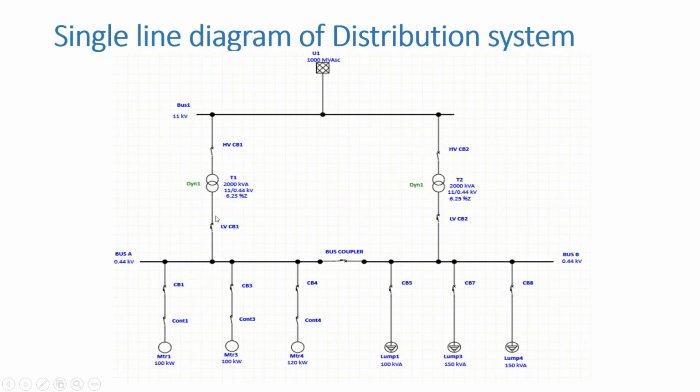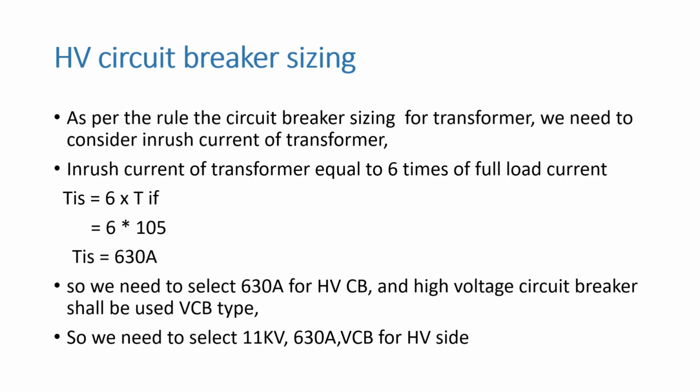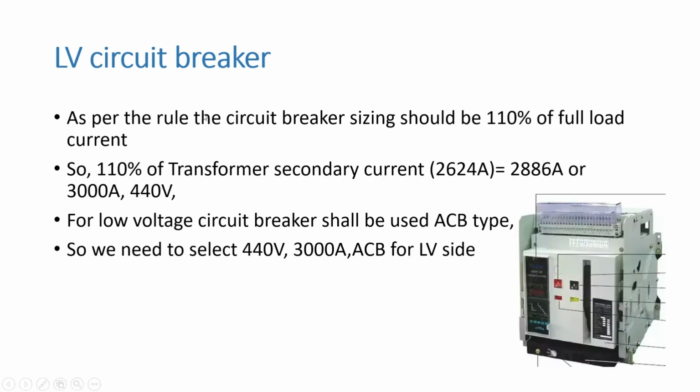So now we are going to calculate the LV side, both LV circuit breaker 1 and 2 current rating. As per the IEC rule, circuit breaker sizing should be 110% of the full load current, that is here the secondary transformer full load current. So 110% of the transformer secondary current of 2624 ampere will be 2886 amps. So I round up that value to 3000 ampere.